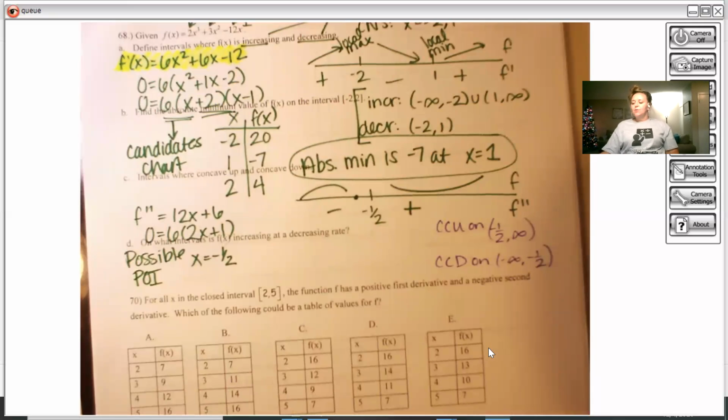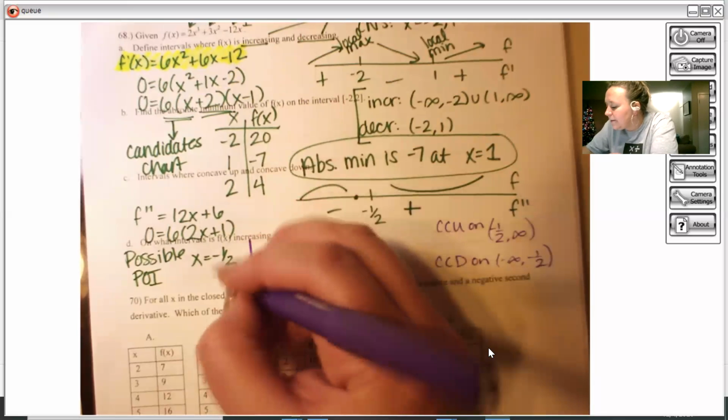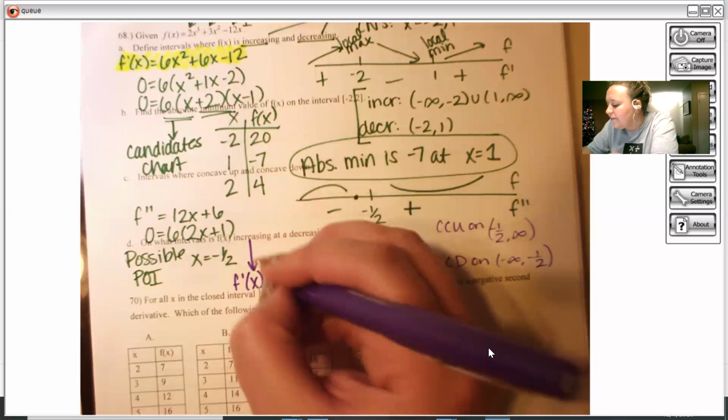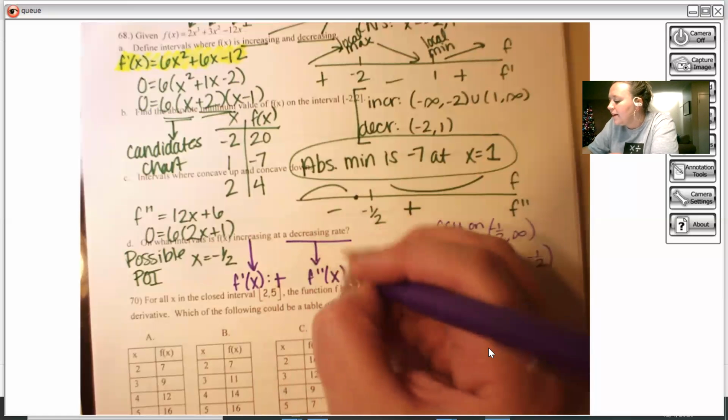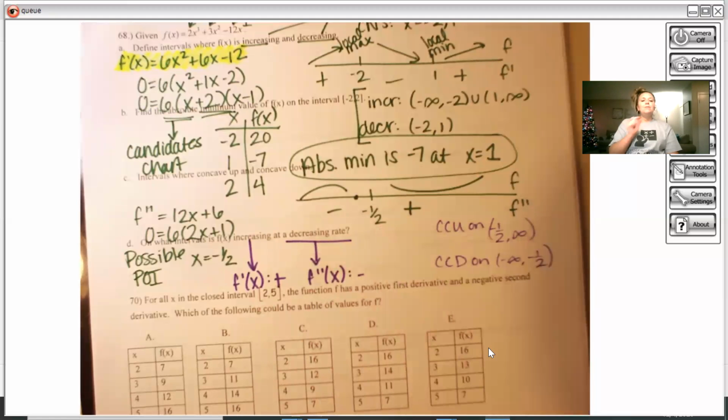All right, last question to do with that. It says, when is my function increasing at a decreasing rate? Let's break this down. Increasing means that f prime needs to be positive, but at a decreasing rate means that f double prime needs to be negative. So they're giving me a very specific combination of signs that I need to check for as I'm working through my two derivative tests. I need a positive first derivative, but a negative second derivative.